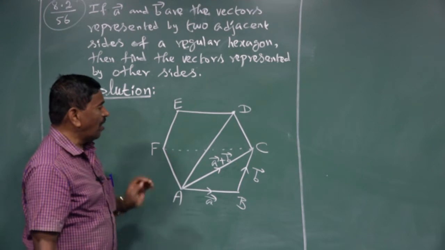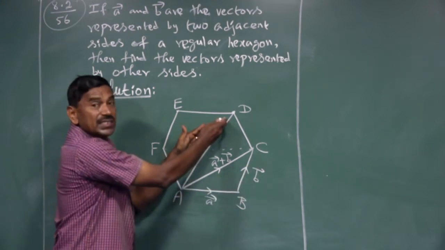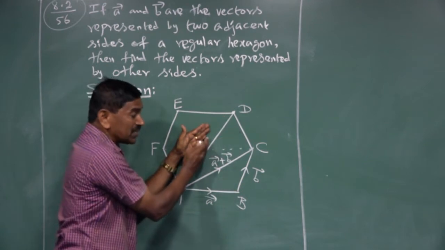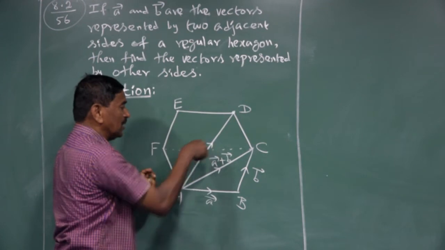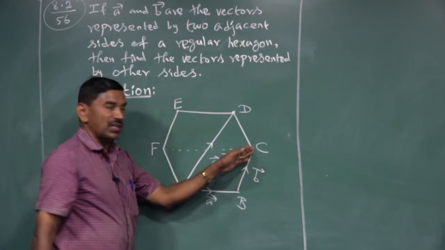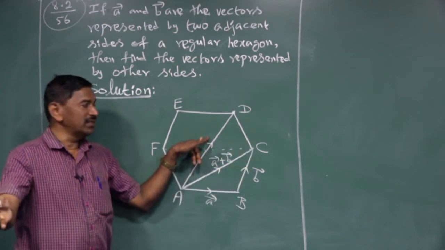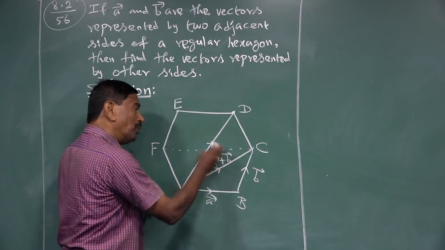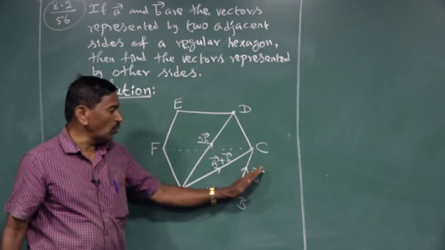Also, here AD vector is twice BC. AD vector is twice BC, and BC vector is equal to B vector. So therefore AD vector is equal to 2B vector, because AD vector is equal to twice BC vector.